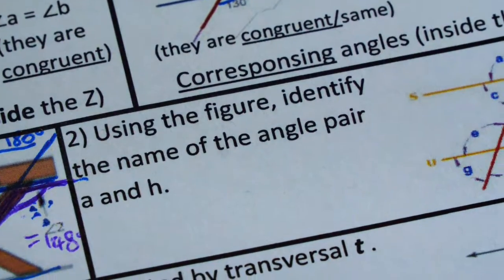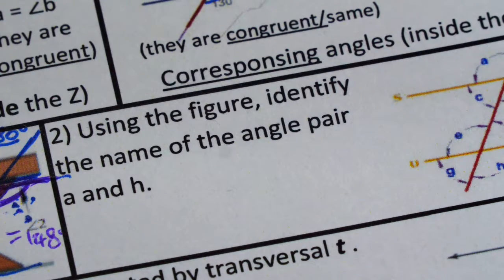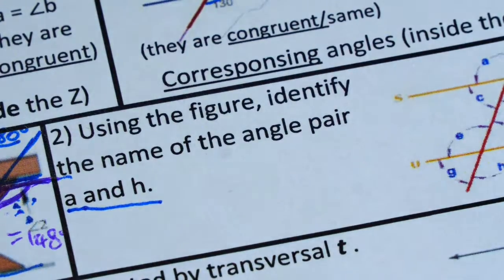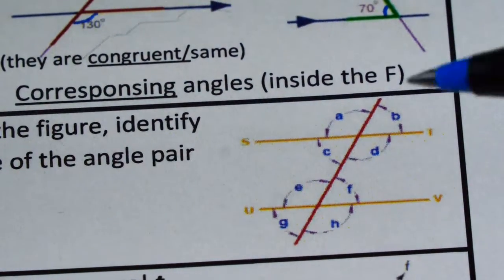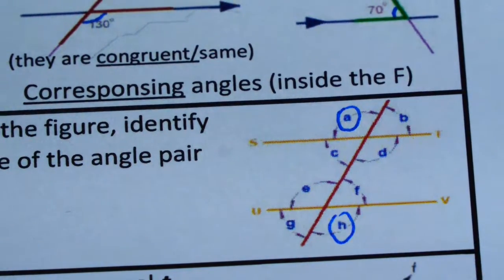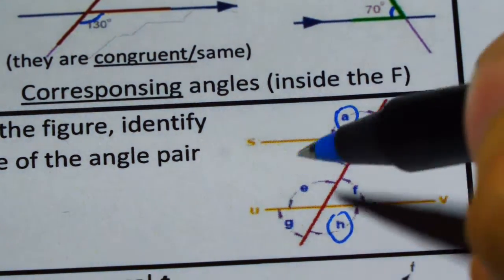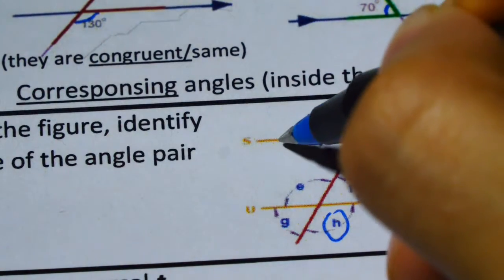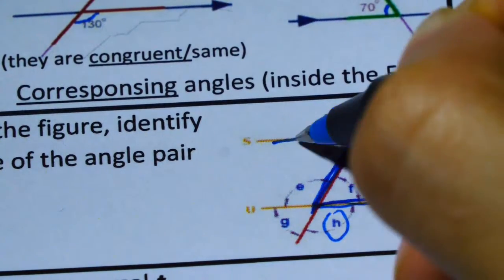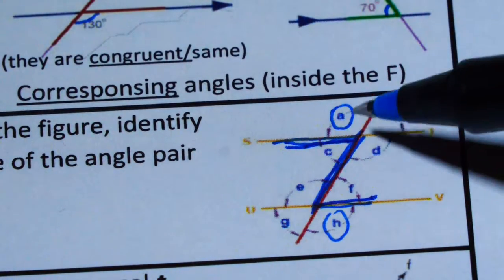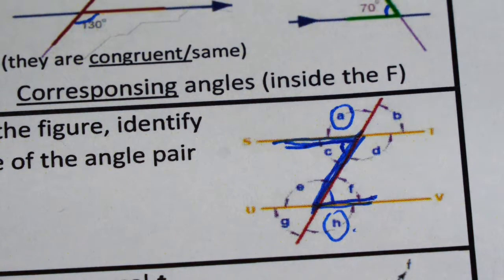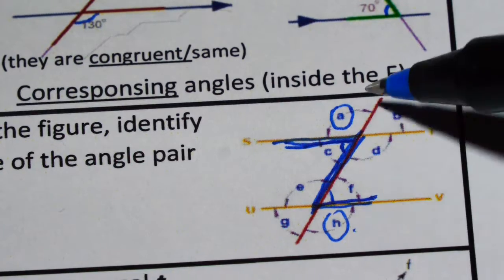Question number 2. Using the figure, identify the name of the angle pair A and H. So if we look at here, we have angle A here and we have angle H here. Now let's make our Z again because it looks like a Z. Z here. Now these angles are not inside the Z, so it's not alternate interior, they are outside the Z.